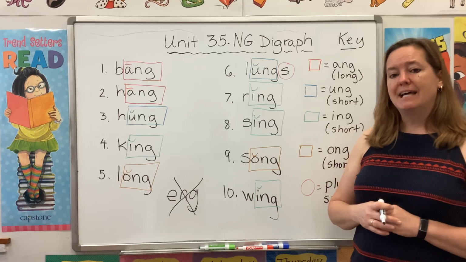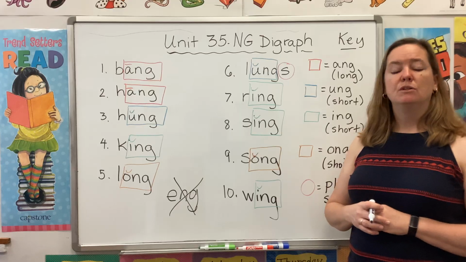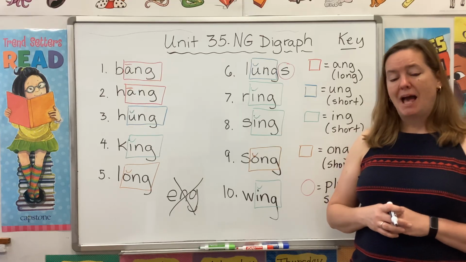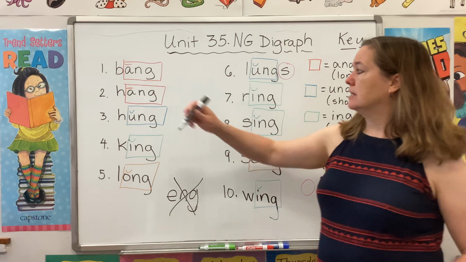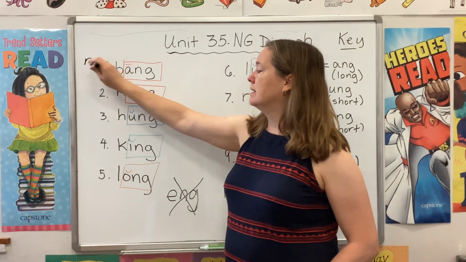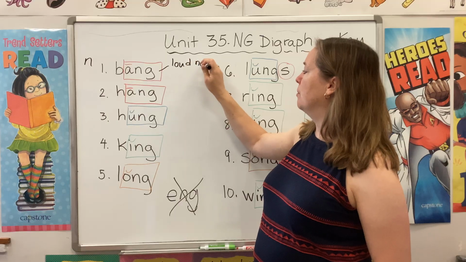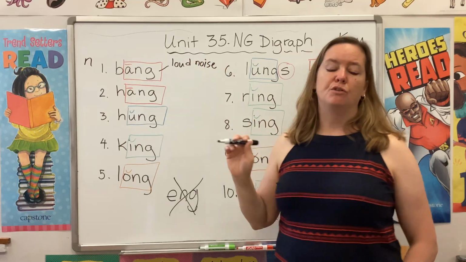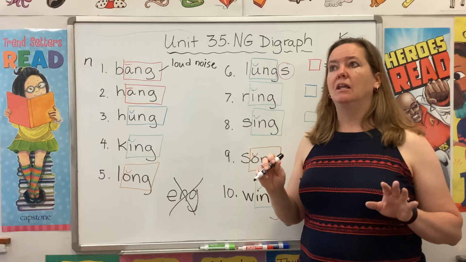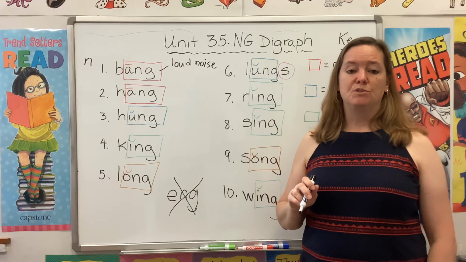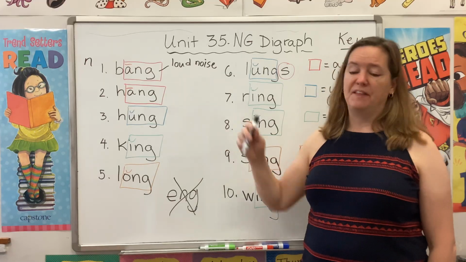All right, let's take a second to talk about our words. So the word bang has 2 different parts of speech. It can be a noun if we use it to mean a loud noise. So for instance, I heard a loud bang when the door slammed. That would be a thing.